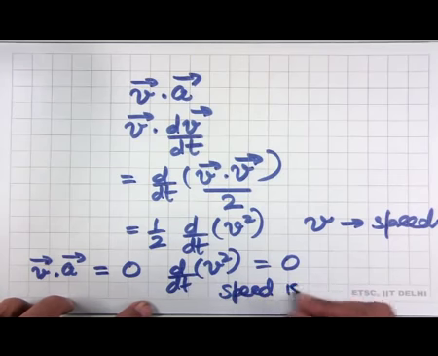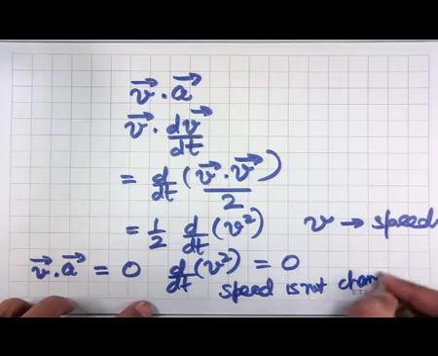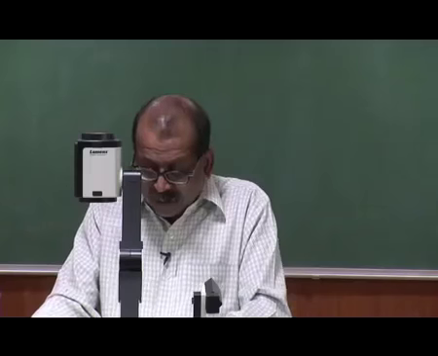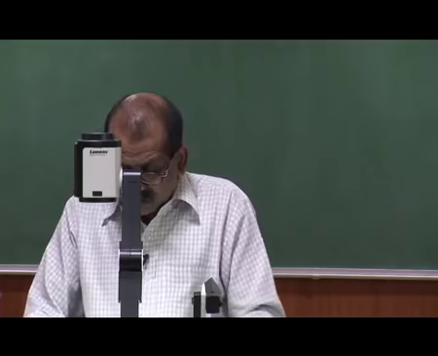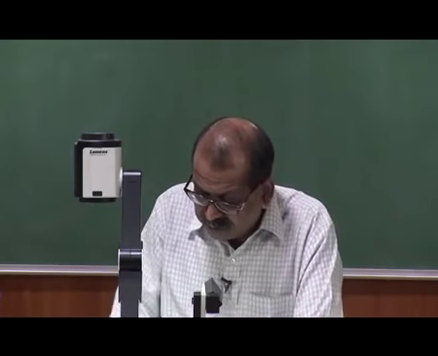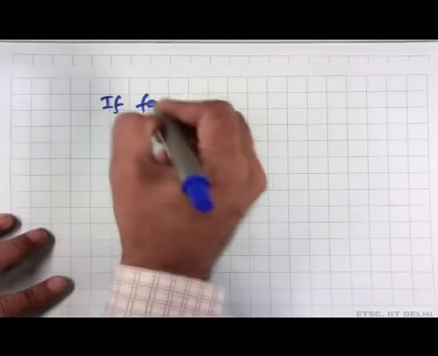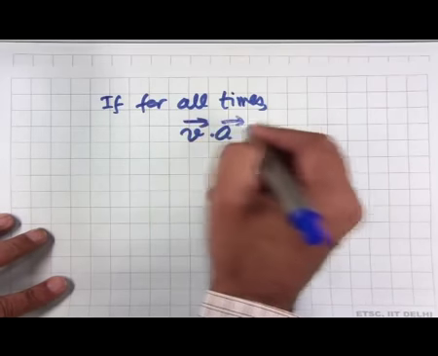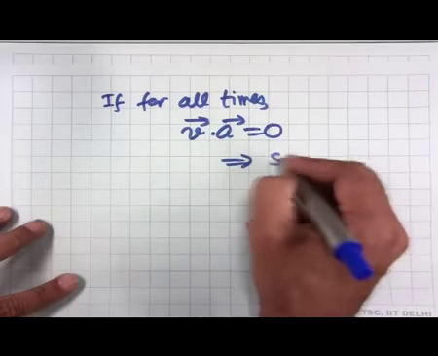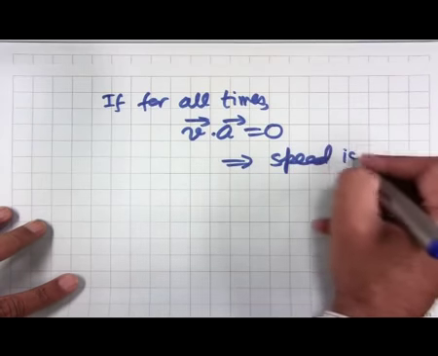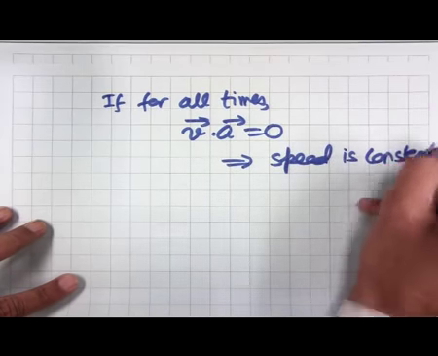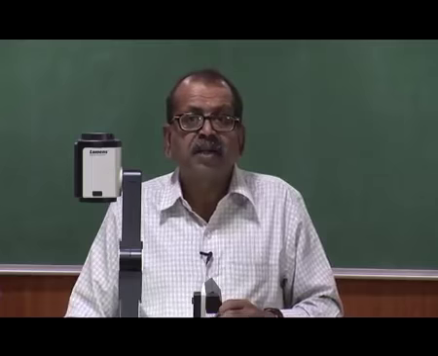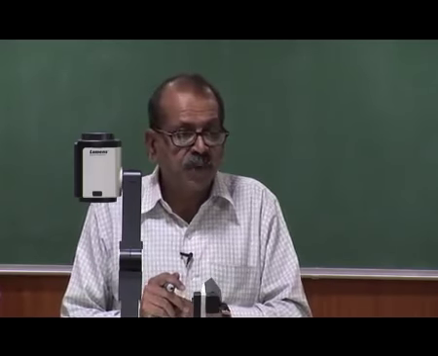So, speed is not changing with t, and if at all times v dot a is 0, so let us write this, if for all times v dot a is 0, this will imply that the speed with which the particle is moving is constant. So, if the acceleration is perpendicular to the velocity, then the particle has to travel with a constant speed.